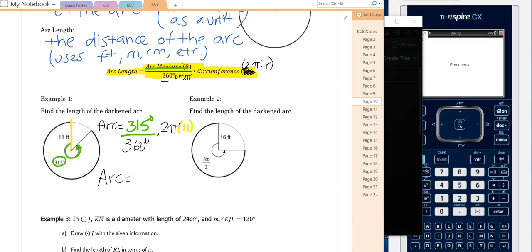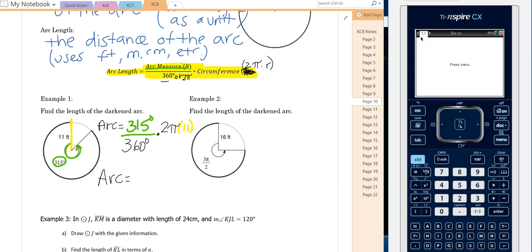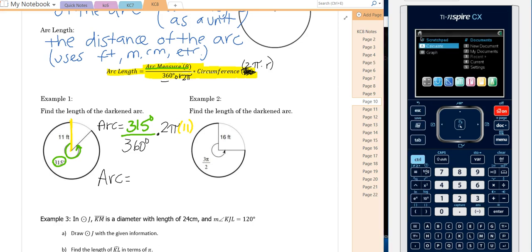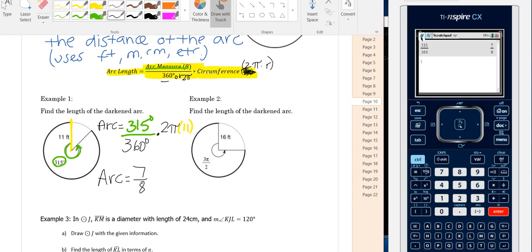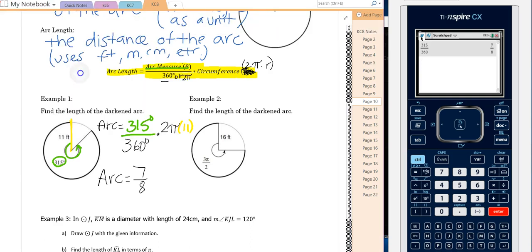In our calculators, we can do 315 divided by 360 to get a simplified answer. This is going to equal 7/8. Then when you're multiplying the 2 pi r, one thing to keep in mind is that you treat that pi sign kind of like a variable. You're not going to put it in your calculator. So really the only thing you're multiplying is 2 times 11, which is 22.